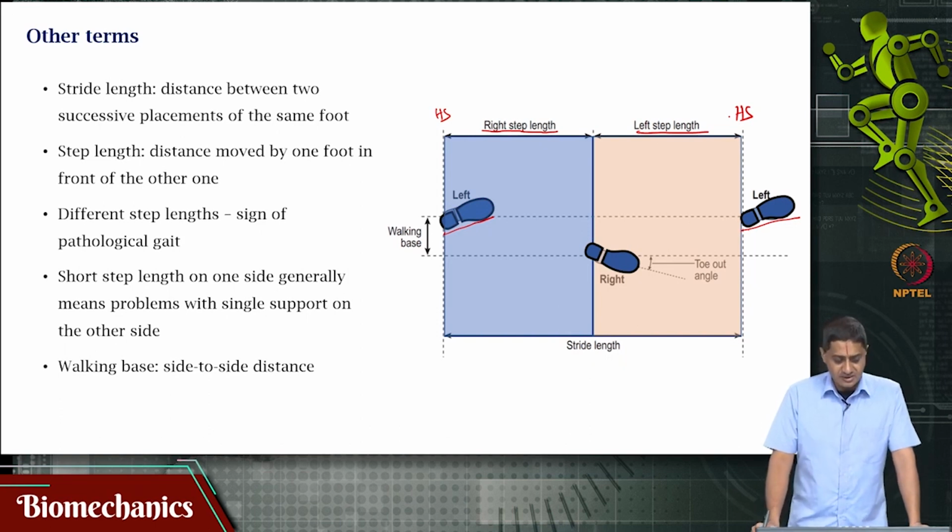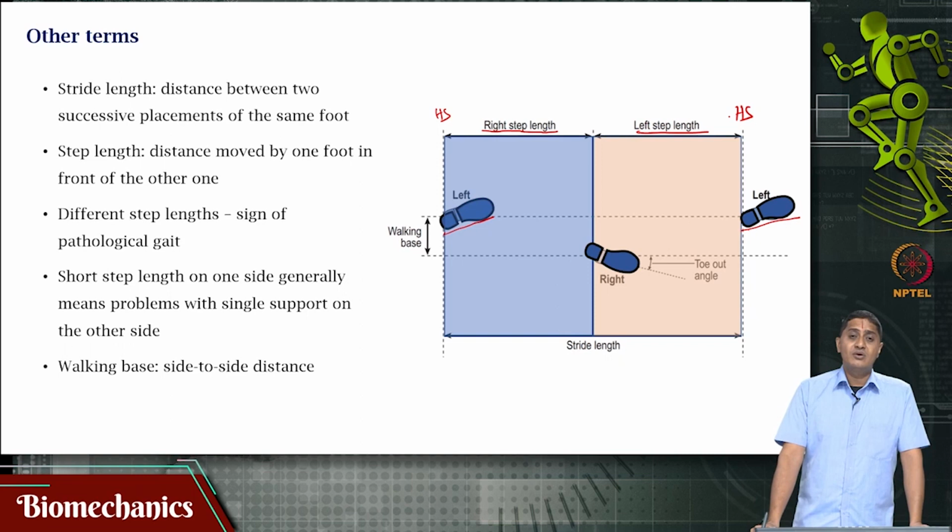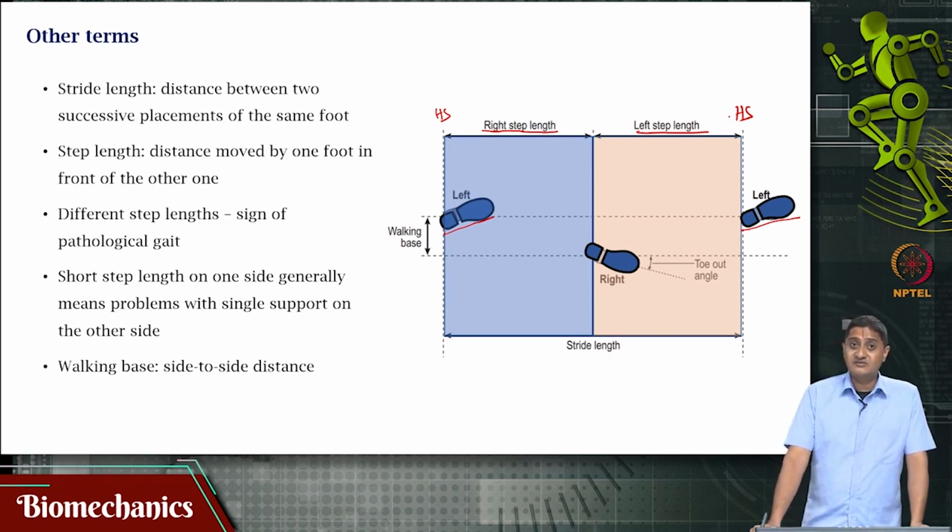Step length is the distance moved by a single foot in front of the other one. So, stride length is the total distance crossed by a given foot between two successive heel strikes, for example. But in the meanwhile, a part of this movement is made by the other foot, right. So, step length indicates distance moved by one foot at a time in front of the other one. This is called step length. Okay.